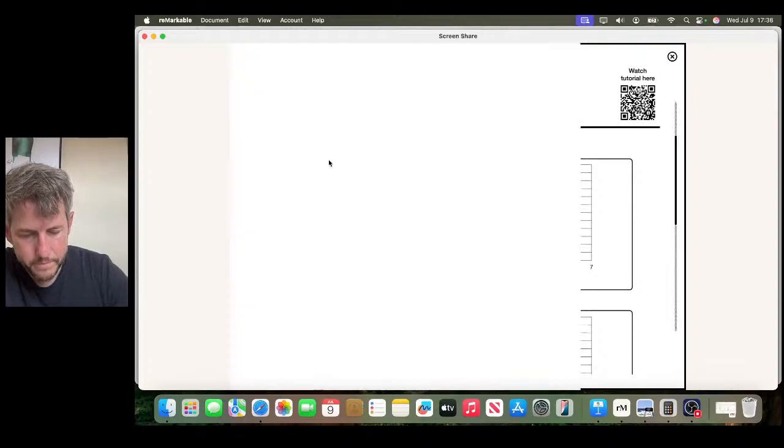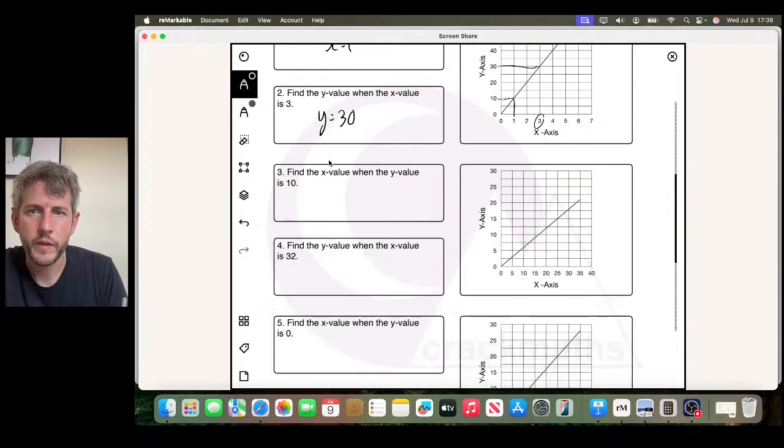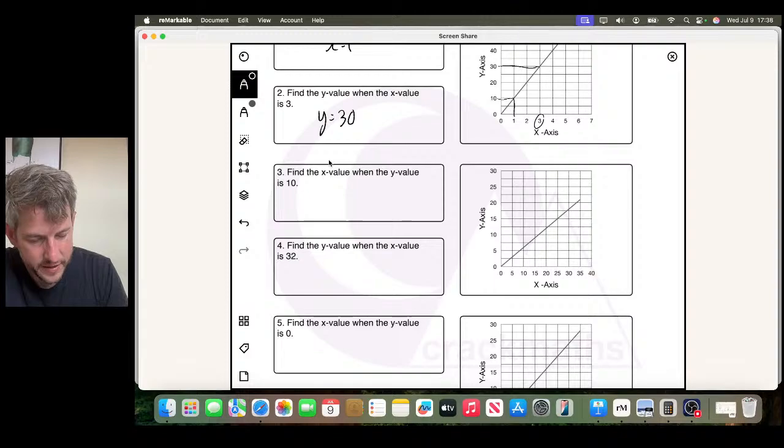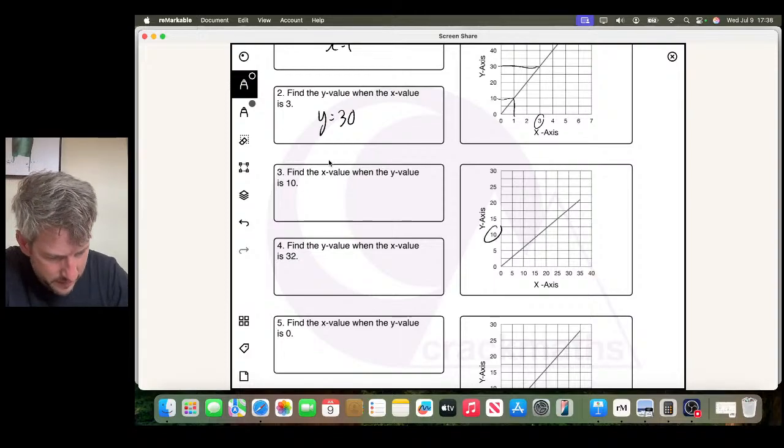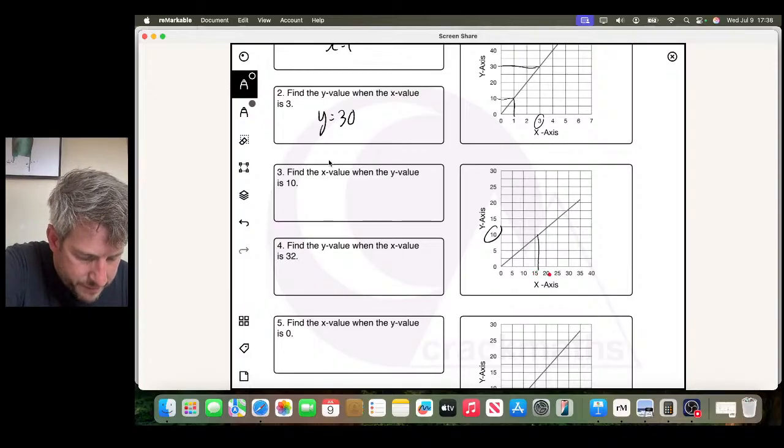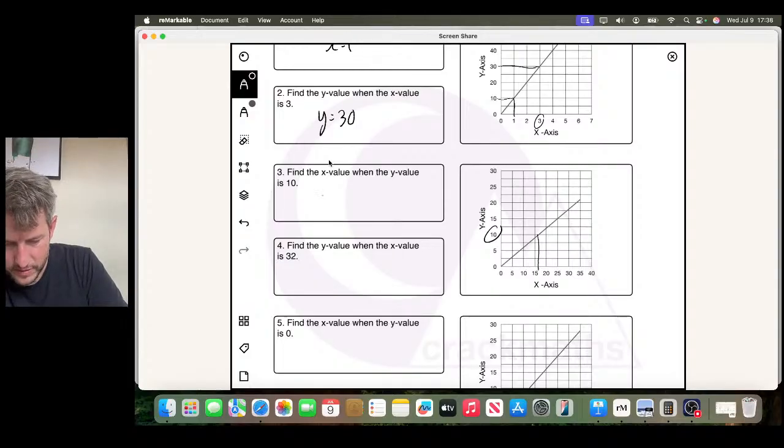Okay. Question 3, we've got a different graph here. Find the x value when the y value is 10. So here's where the y value is 10. Ooh, it's a bit tricky. We're going to have to make a guess. It's between 15 and 20. I think it's probably 16.